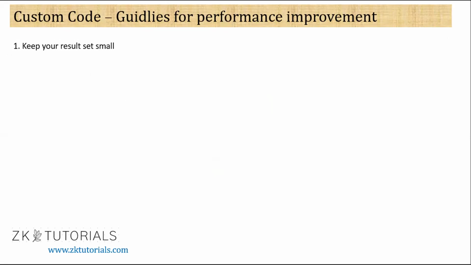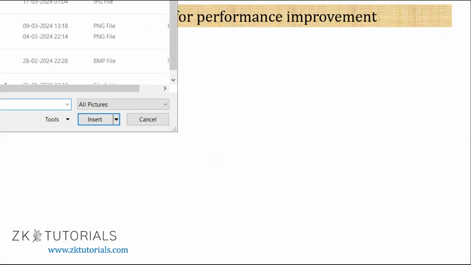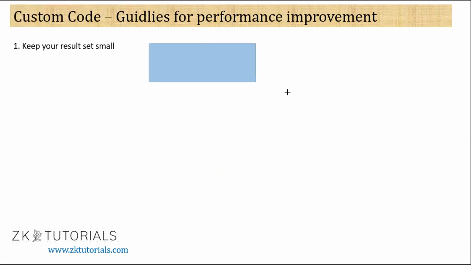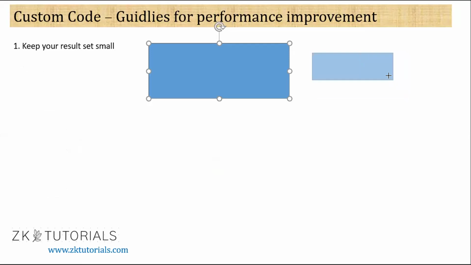Let me get some pictures. So this is my one, and another is there. This is my other data set. What they are saying is keep your data set small. I would like to represent it here in a pictorial way. You can see this is a big result set and this is a small result set.